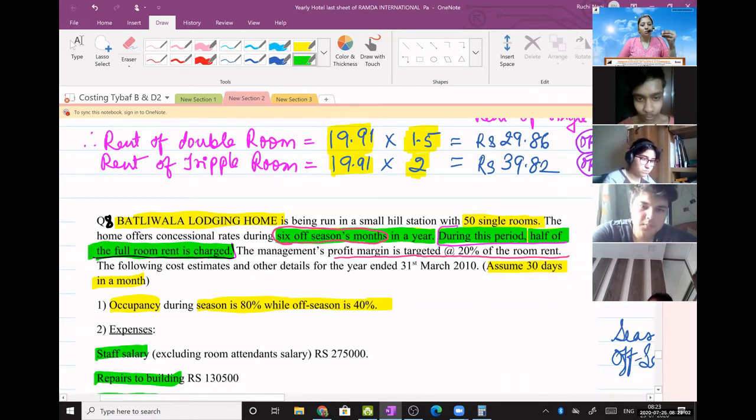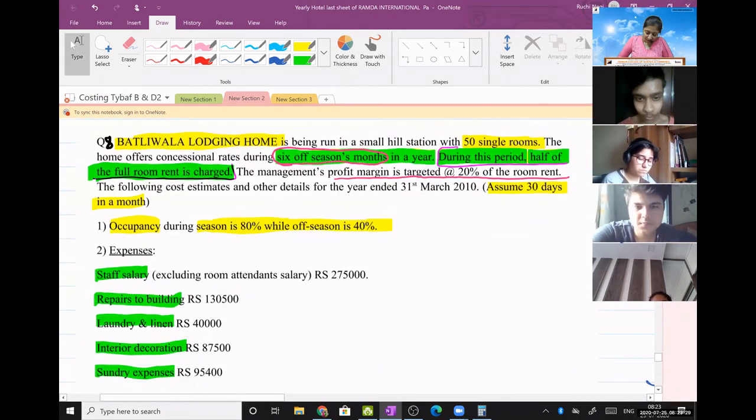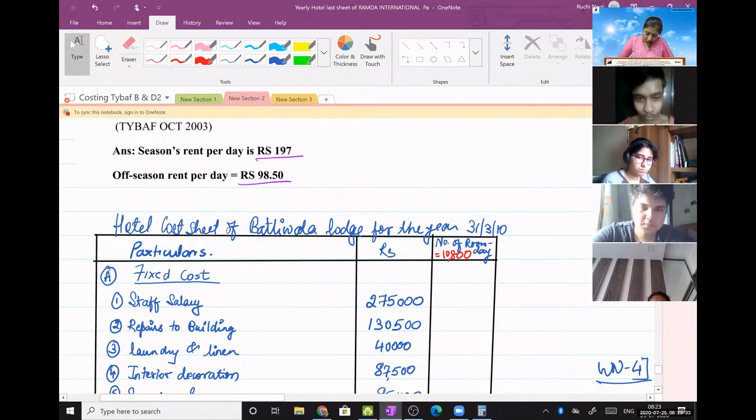Okay, so can anyone guess the equation, how we will calculate this? What equation can you guess for this? Anyone? What are they saying? Off season's rent is going to be half. Okay, so we don't know season's rent, we don't know off season's rent also. I don't know both the things.